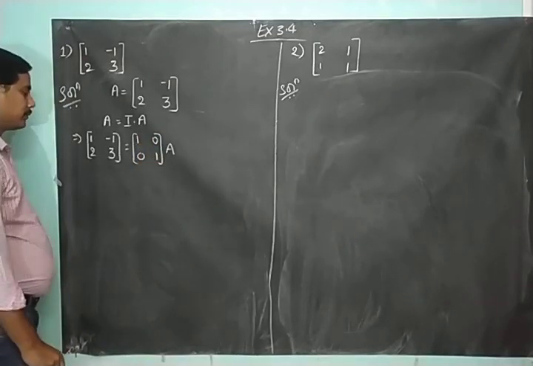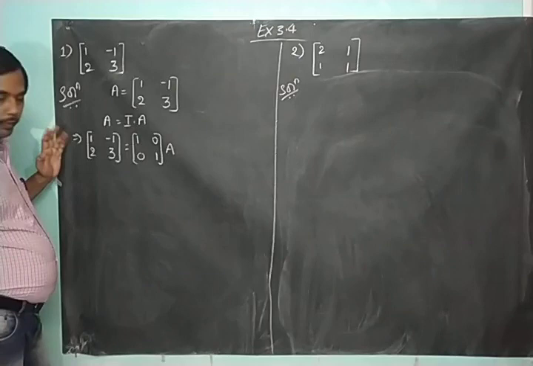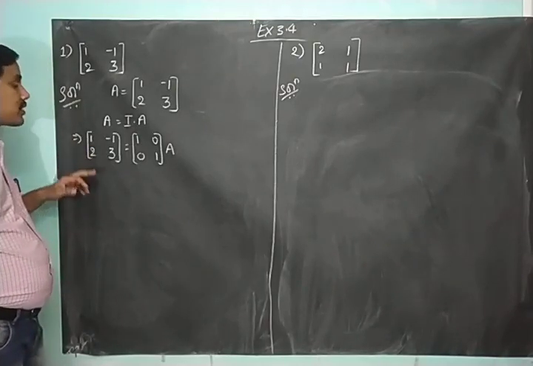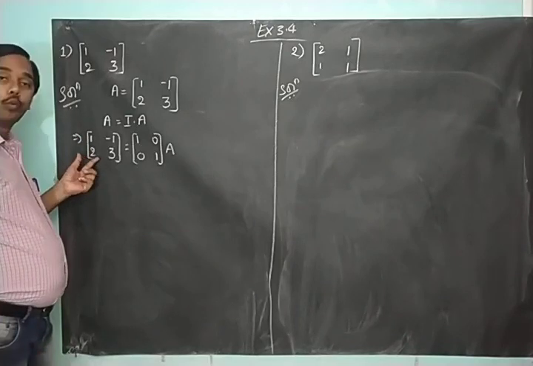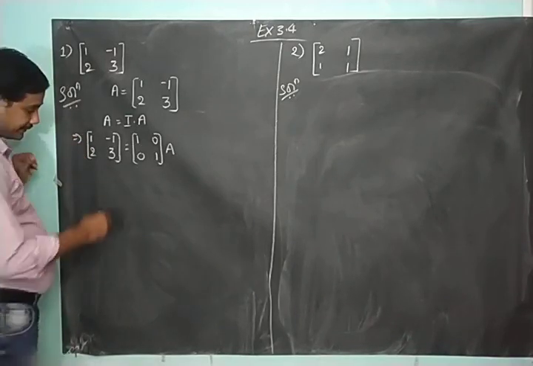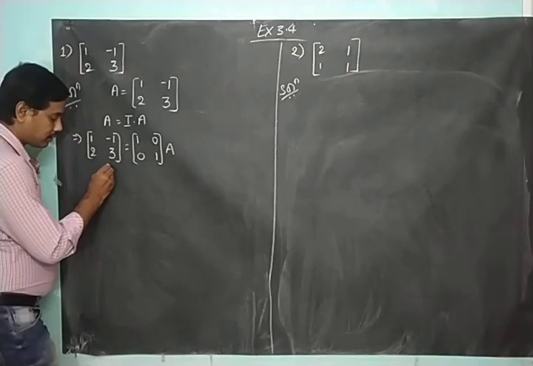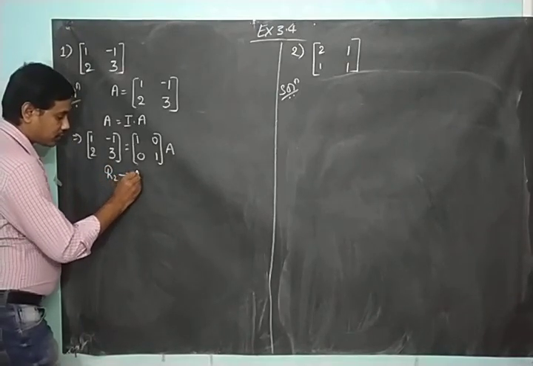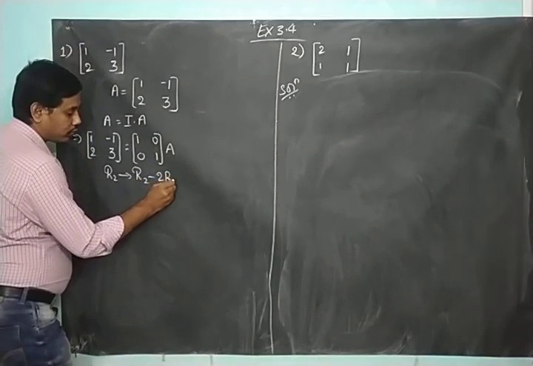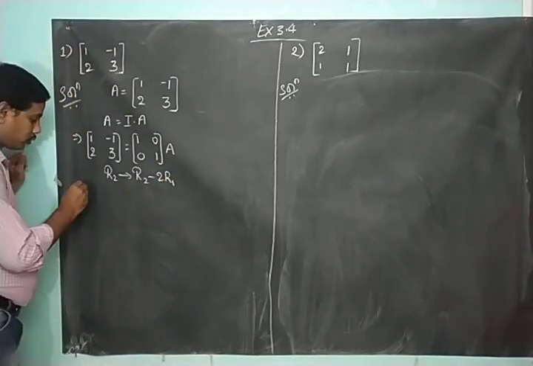Now we have 1 here, so no problem. We can proceed to convert this 2 to 0. How to make this 2 as 0? I need to subtract 2 using row 1. So what will be my transformation? Row 2 changes to row 2 minus 2 times row 1. So what will happen?